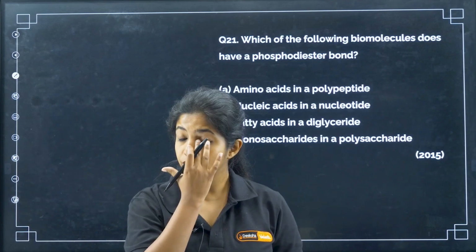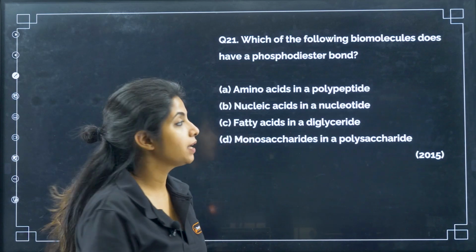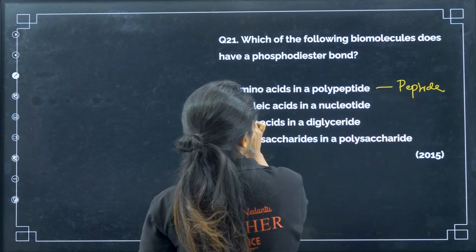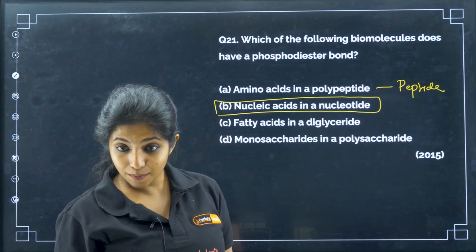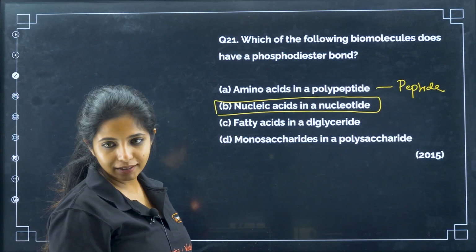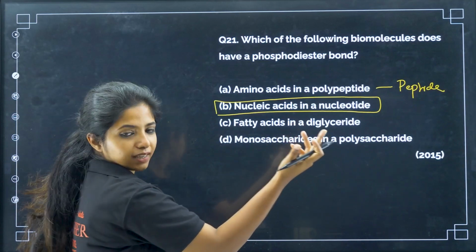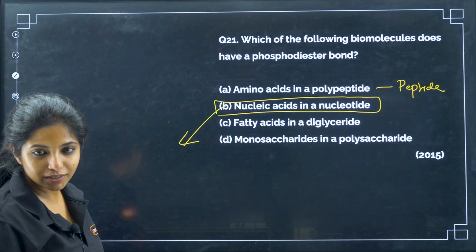Phosphodiester bond. Where do you find phosphodiester bond? Amino acids in a polypeptide. This is peptide bond. Nucleic acid and nucleotide, I'll keep it for the end. Fatty acids in triglyceride, ester bond. Monosaccharides in a polysaccharide, glycosidic bond. Monosaccharide and polysaccharides, you're talking about carbohydrates. Fatty acid and triglyceride, again as I told you, ester bonds will be there. Nucleic acids in a nucleotide, my dear children.